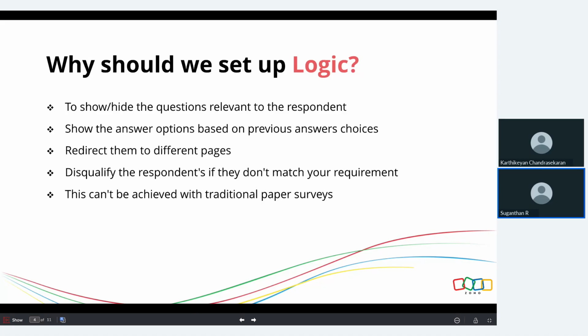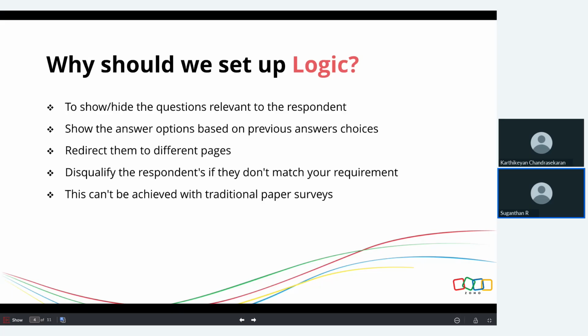It's not just about showing or hiding the questions alone. In fact, you can even hide some of the answers or show some of the answer choices. Maybe let's say if someone gives you a positive rating, you could hide a couple of choices in the follow-up questions as well. So there are many ways to do that. Or depending on certain categories, you want to redirect them to different pages, I mean, to answer a different set of questions. That can also be done.